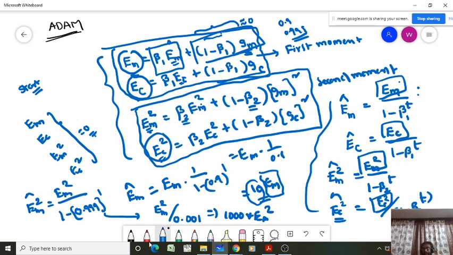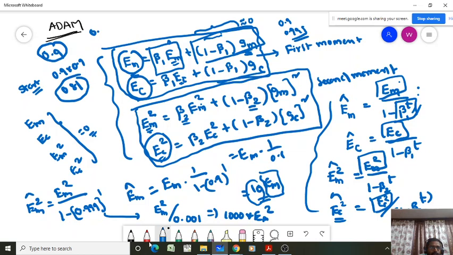Why am I saying at the starting iteration? Because at the starting iteration only, the impact of this one will exist. As iterations progress, what happens? Initially, this term is 0.9 in the first iteration. In the second iteration, 0.9 into 0.9, that means 0.9 square, then it will be 0.81. Initially it is 0.9, then it will be 0.81. In the third iteration, 0.9 into 0.81, that means 0.729.